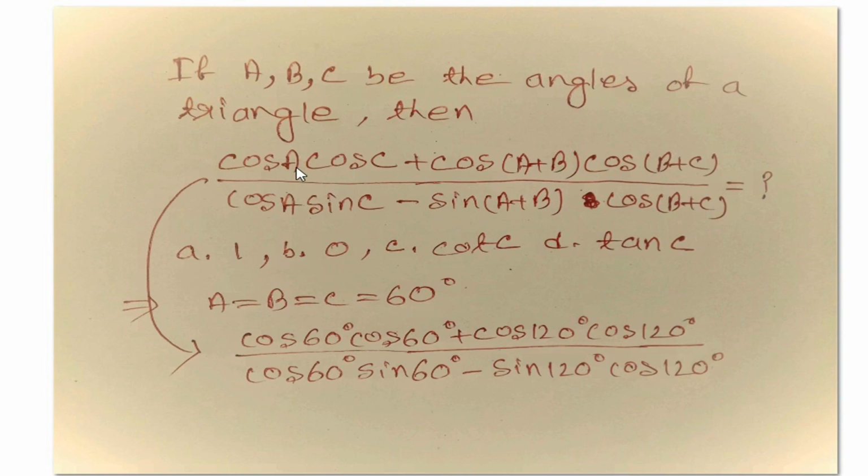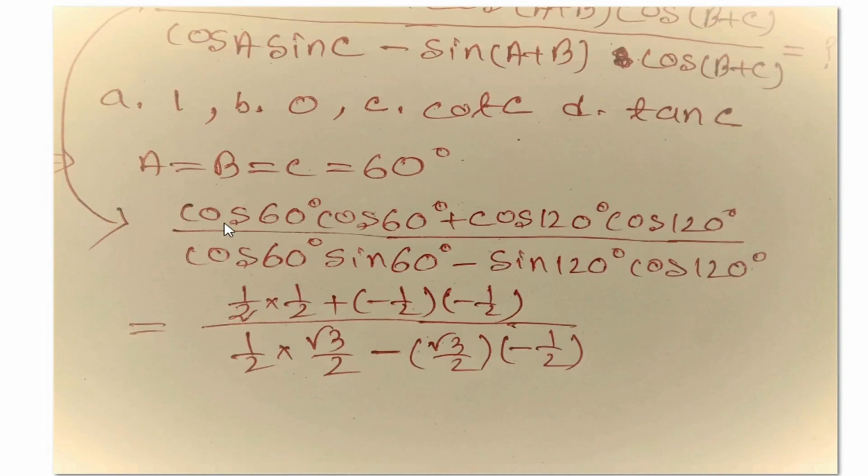we will put this value in the question. So it will become (cos 60 degrees + cos 120 degrees) over (cos 60 degrees sin 60 degrees − sin 120 degrees cos 120 degrees). Now we know the values. Cos 60 degrees is 1 over 2, cos 120 degrees is minus 1 over 2, sin 60 is root 3 over 2, and sin 120 degrees is root 3 over 2.